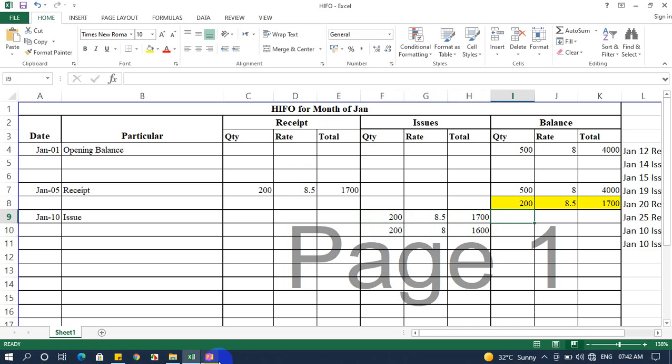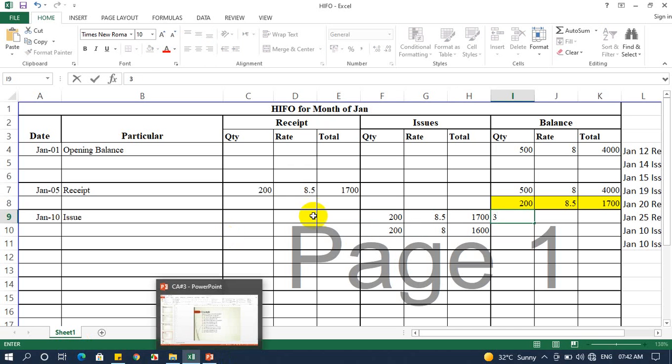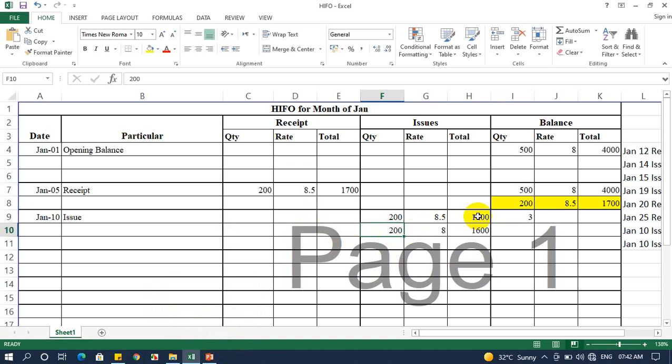So what is my balance left? The second one is completely issued. The first one, out of 500 we sold 200 units here, right? So here 200 is sold. Now how much is left? 300 units. Rate is 8, it will become 2400.